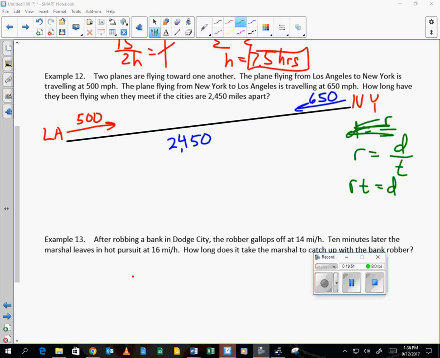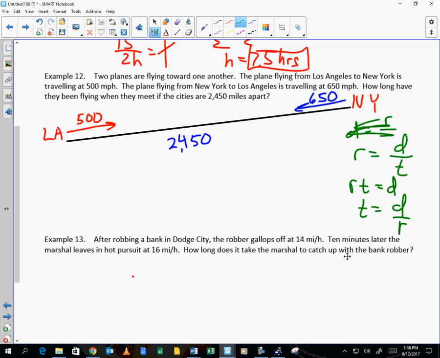So you guys said that their times are going to be the same when they meet, not their distances, not the rate. And then if we divide both sides by r, we get t is equal to distance divided by r. So because their times are going to be the same, I'm going to choose to solve for time in this scenario.